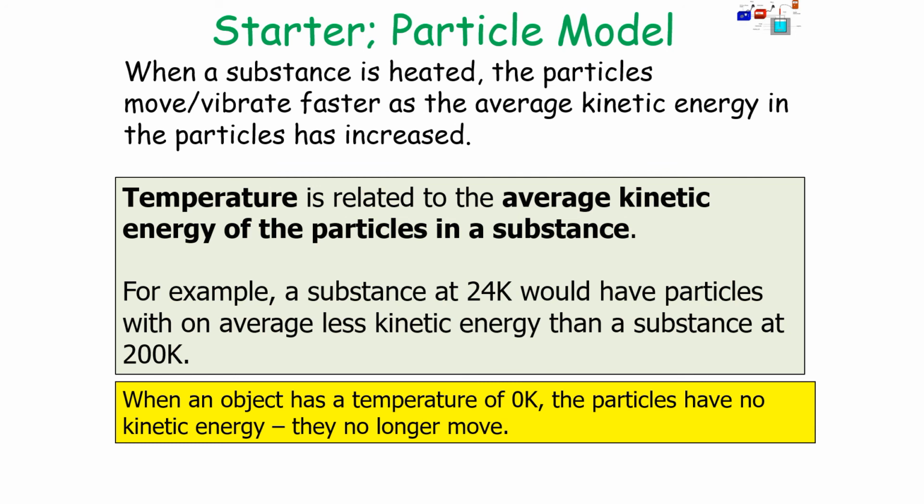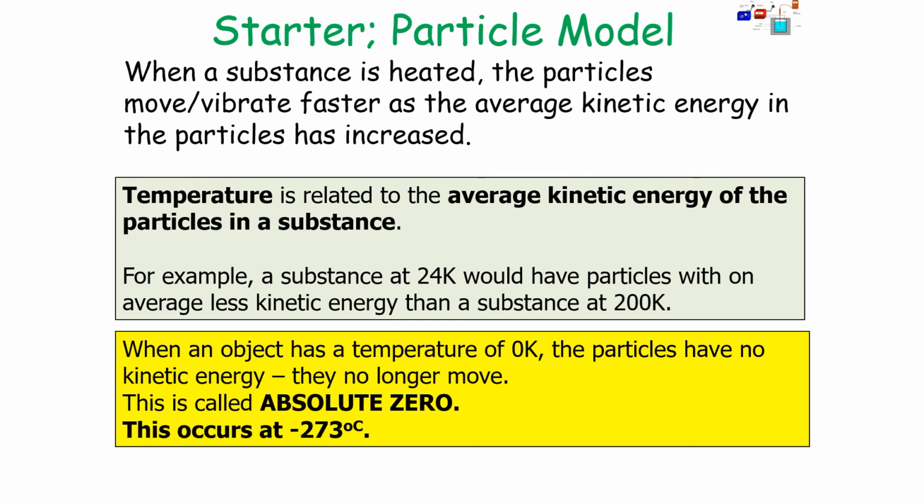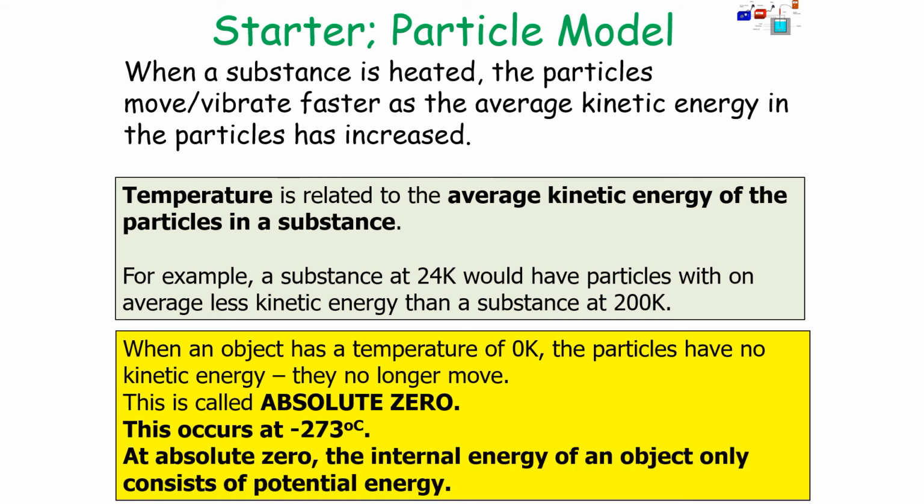Now when an object has a temperature of absolute zero Kelvin, the particles have no kinetic energy. They no longer move. So this, like we said before, is called absolute zero, which occurs at minus 273 degrees. A more rigorous definition of absolute zero would be that at absolute zero, the internal energy of an object only consists of potential energy, as the kinetic energy store is zero.